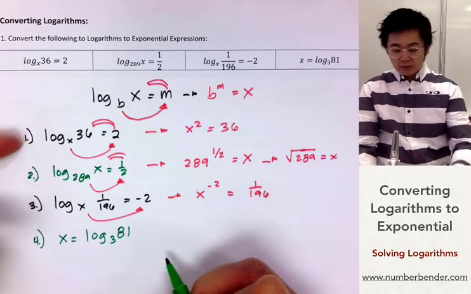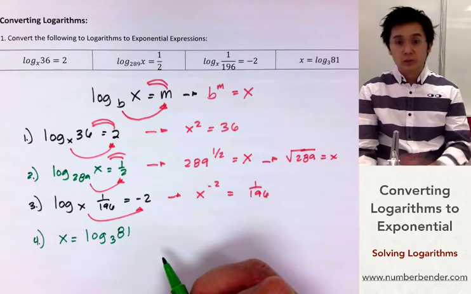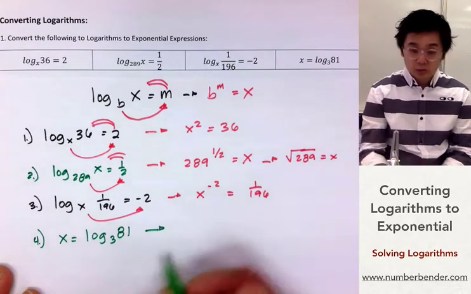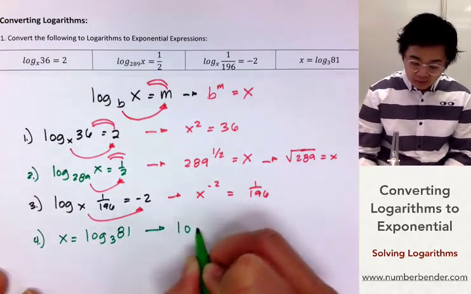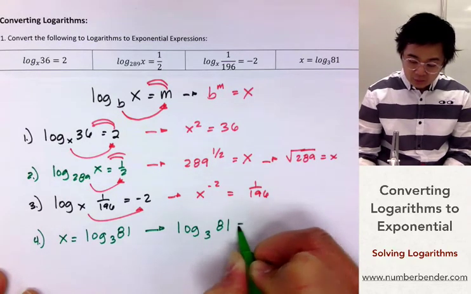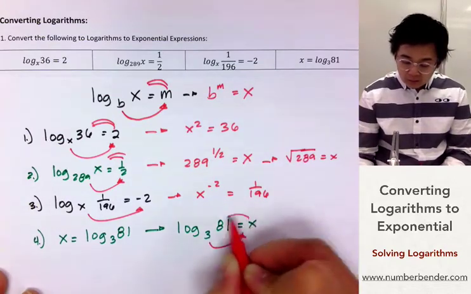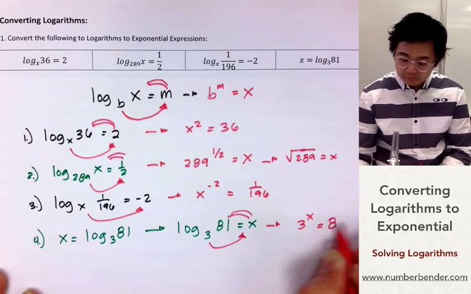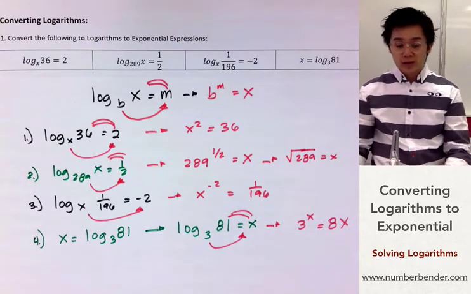And for my last equation, I have x equal to log of 81 base 3. From the first 3 examples, I'm more used to seeing the logarithm first, equal to a given expression. So I'm going to rearrange my equation so that it will be a lot easier for me to convert. I'll change it to log of 81 base 3 equal to x so that I can still use my pattern in converting my logarithm. And this is how we convert logarithm to exponential.